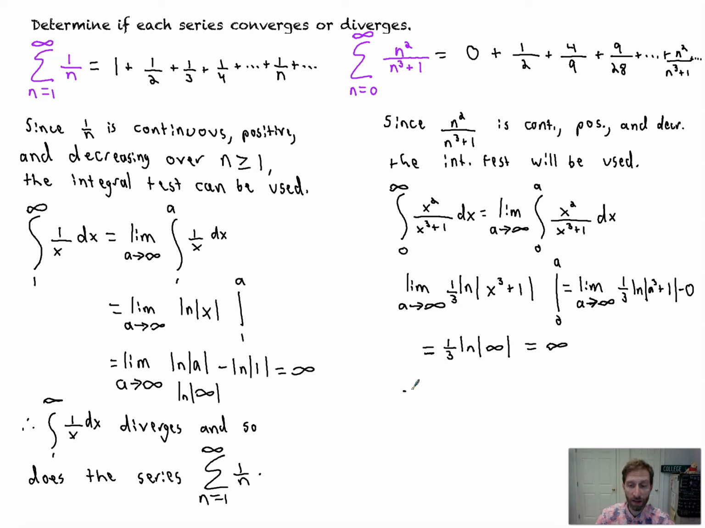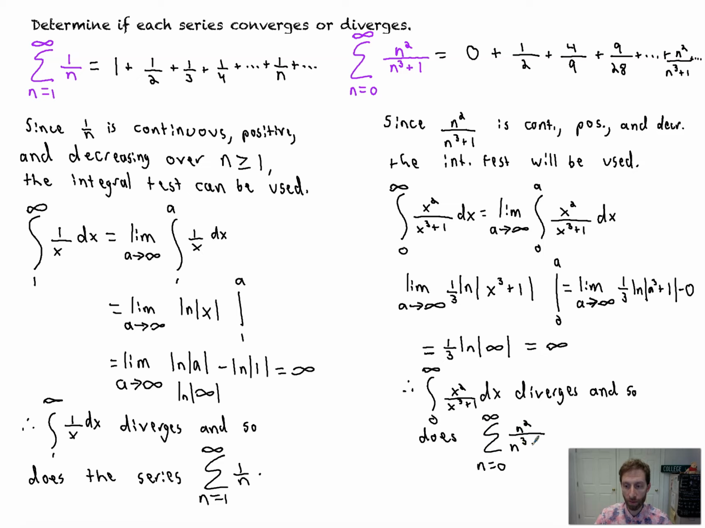So all I'm going to say is, therefore, the integral from 0 to infinity of x squared over x cubed plus 1 dx diverges. And so does our original series, n equals 0 to infinity of n squared over n cubed plus 1. That's it. Again, conditions, the limit itself as whatever goes to infinity of that improper integral. Find that improper integral. Since it diverged, so does the original series.